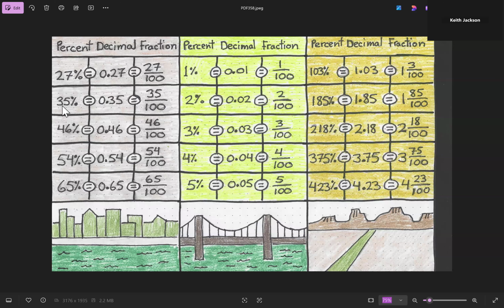And as you can see, the same is true for 35% because it can be represented as this decimal right here, 0.35 or 35 hundredths. And in fact, you can call this 35 hundredths and this 35 hundredths as well, while knowing that 35% is the same as these other two. All right. And so let's take a look at 54%. 54%, of course, is the same as saying 0.54 or 54 hundredths. And 65% is the same as saying 0.65 and 65 hundredths.